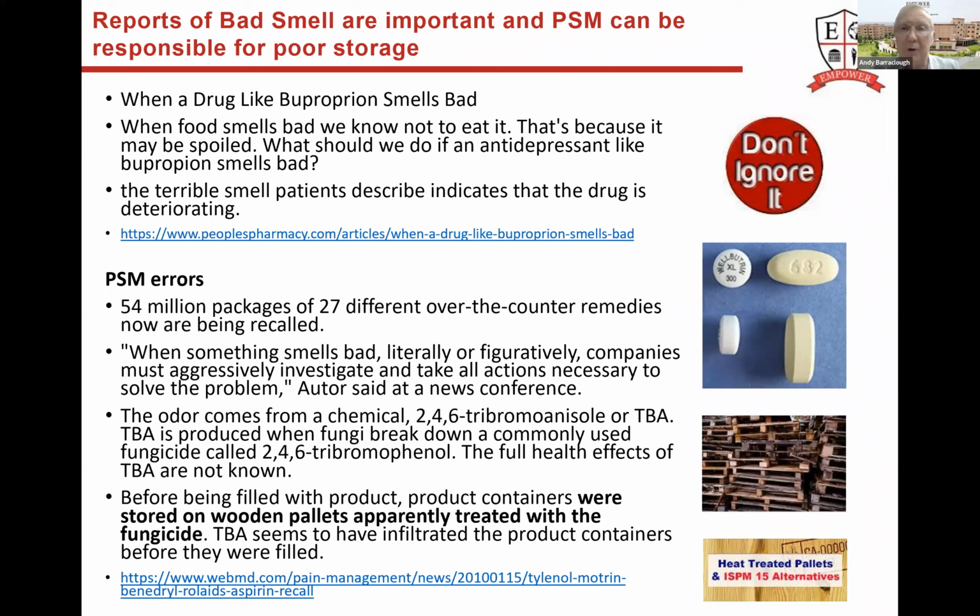In the example shown on the screen in the USA, they had to destroy 54 million bottles of medicines because they used the wrong pallets. How many of you even know what the correct specification for a pallet is? This is a procurement supply chain management issue. We have to use the correct pallets. Otherwise, we can contaminate the medicine.